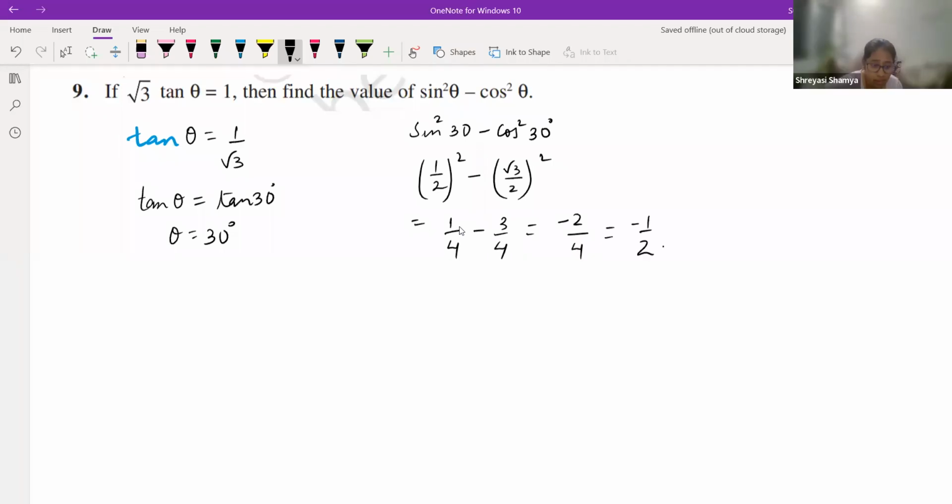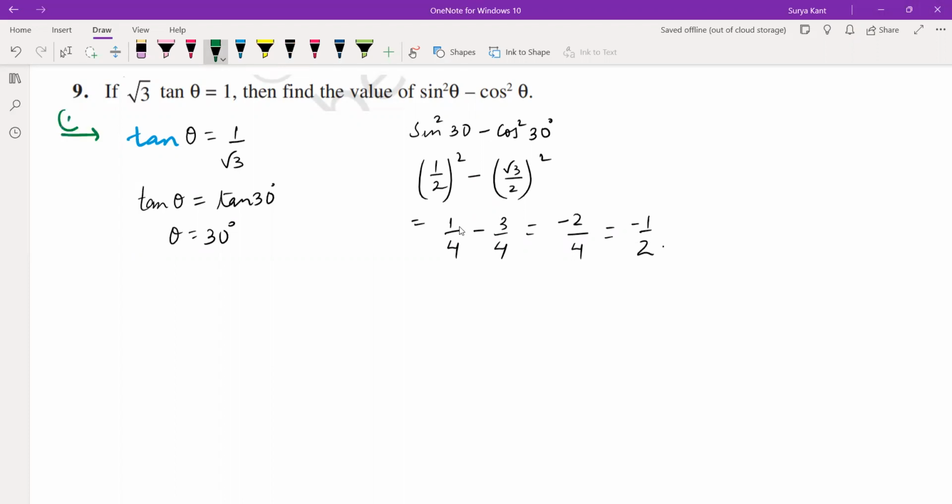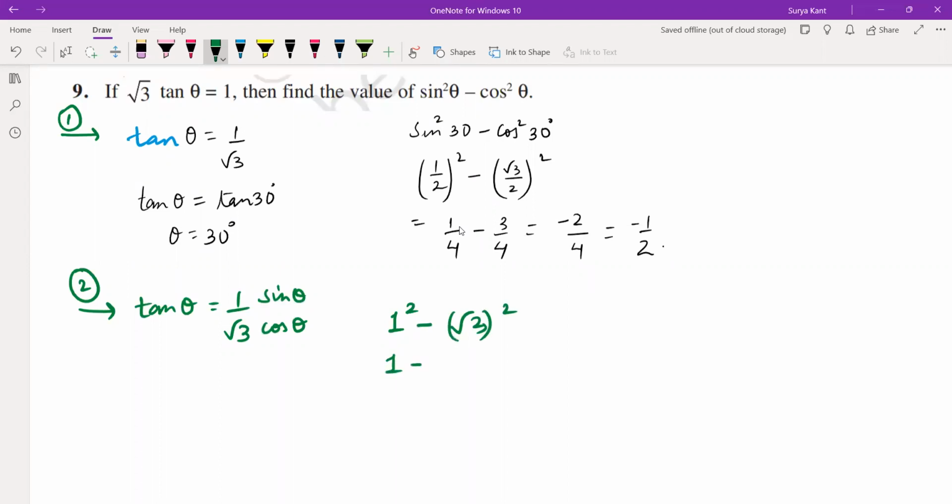Sir, instead of that, we know tan theta is equal to sine by cos. So sine square, which is 1 square, minus root 3 square, is 1 minus 3, which is minus 2. That also we can do as a second method. You are saying tan theta is equal to 1 by root 3, so this is sine theta, this is cos theta, right? So sine square theta is 1 square and cos square theta is root 3 whole square. So 1 minus 3, that is minus 2. Both are different answers, no?